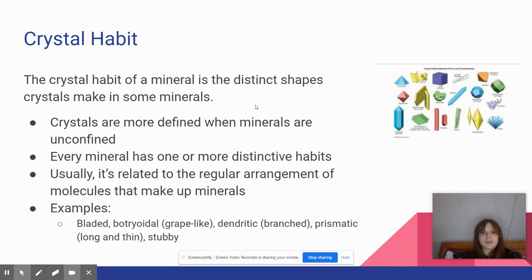Crystal habit is the distinct shape crystals make in some minerals. They are more defined when minerals are unconfined. Every mineral has one or more distinctive habits. Usually it's related to the regular arrangement of molecules that make up the minerals. Some examples include bladed, dendritic, prismatic, stubby, and some more. Over to the right is a picture where we can look at the many different kinds of crystal habits.